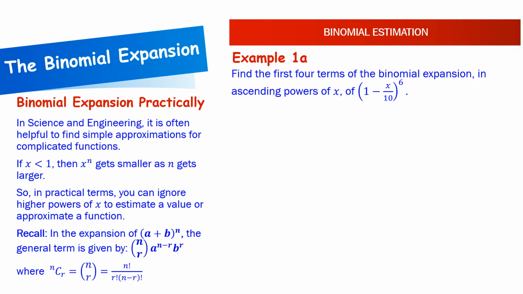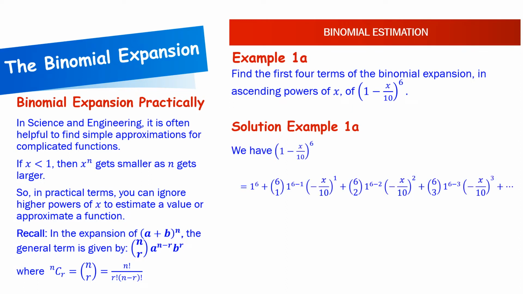So let's tackle example 1a first. Find the first four terms of the binomial expansion in ascending powers of x of (1 minus x over 10) all raised to the power 6. So let's solve this. Using the formula for the binomial expansion, we have that (1 minus x over 10) all raised to the power 6 is given by the expression shown on your screen.